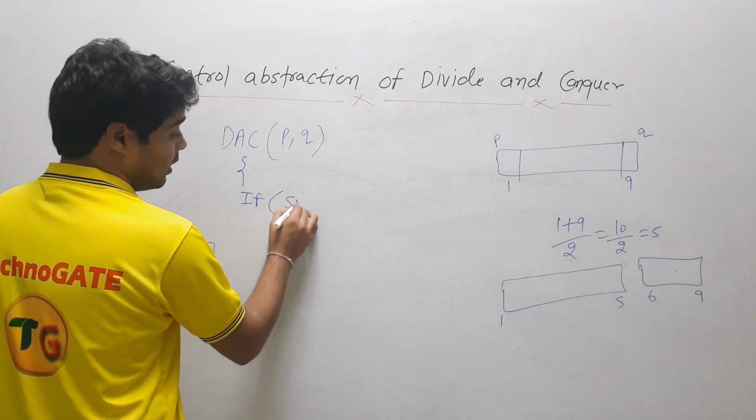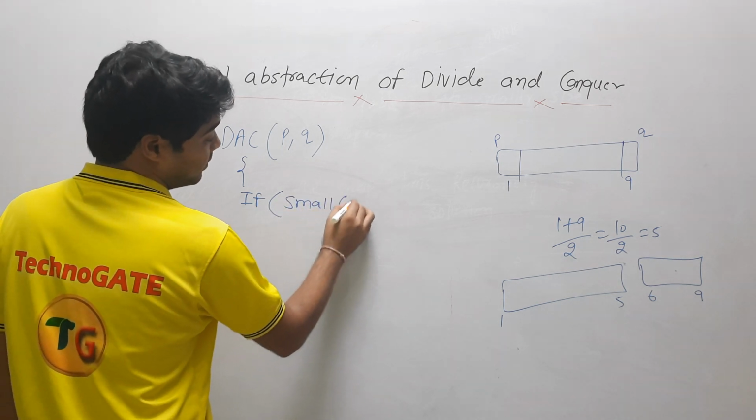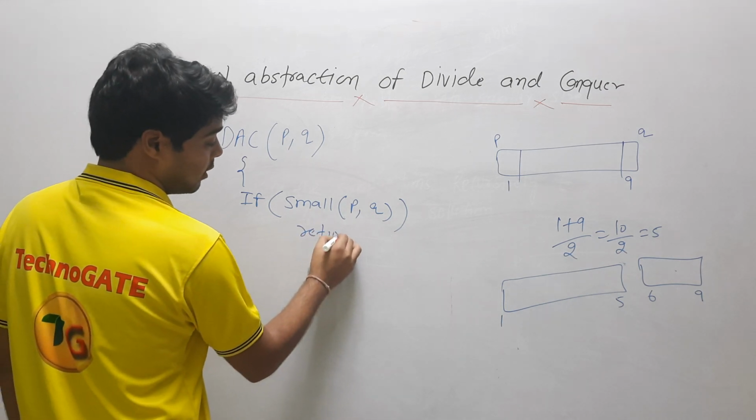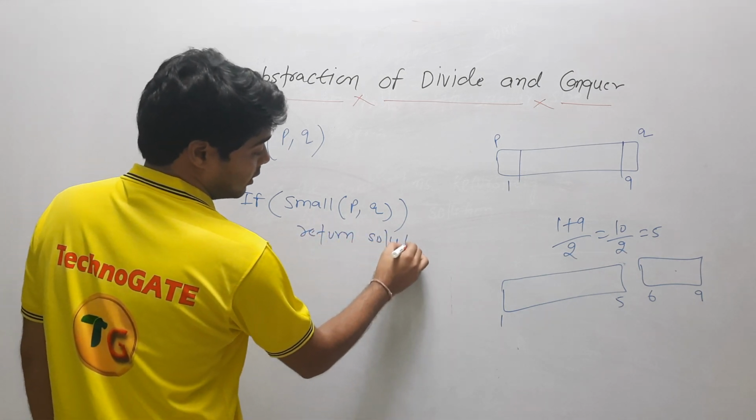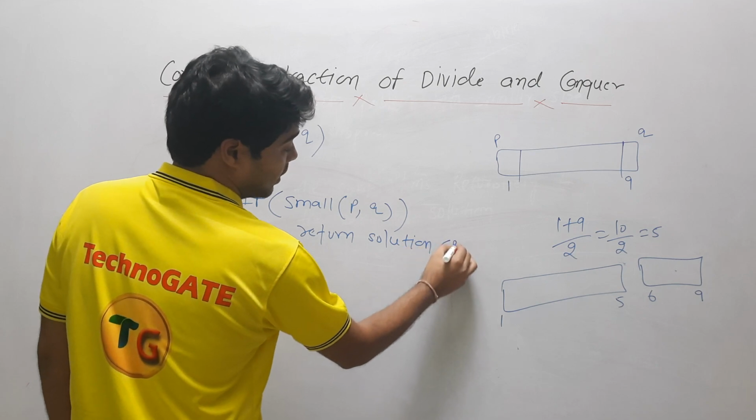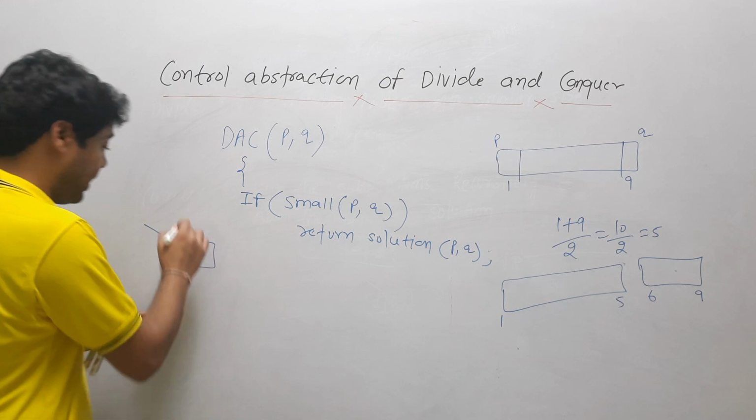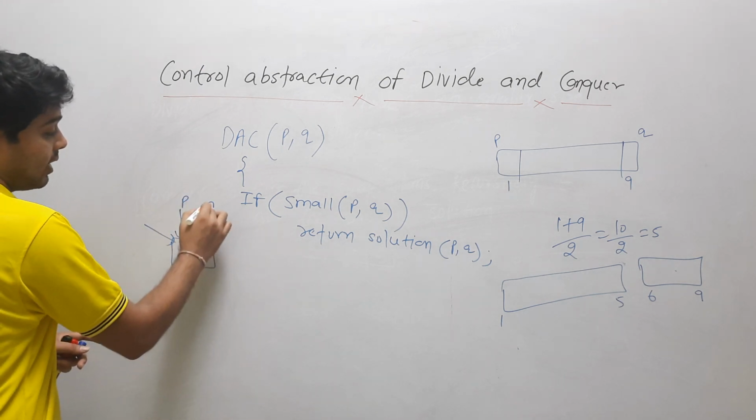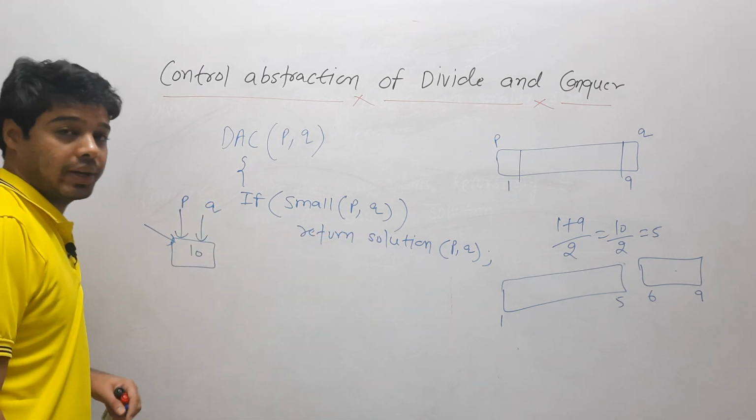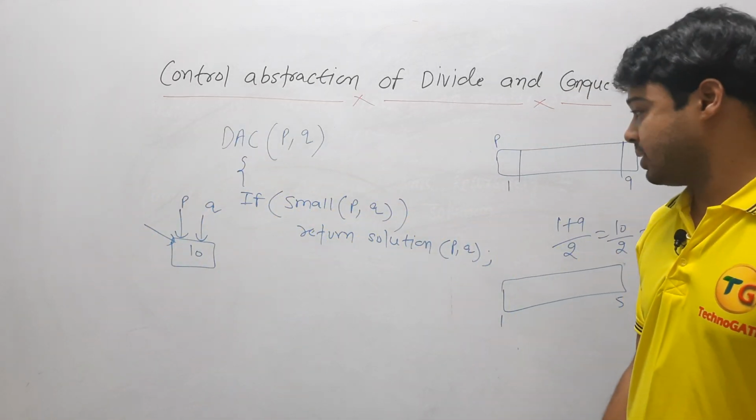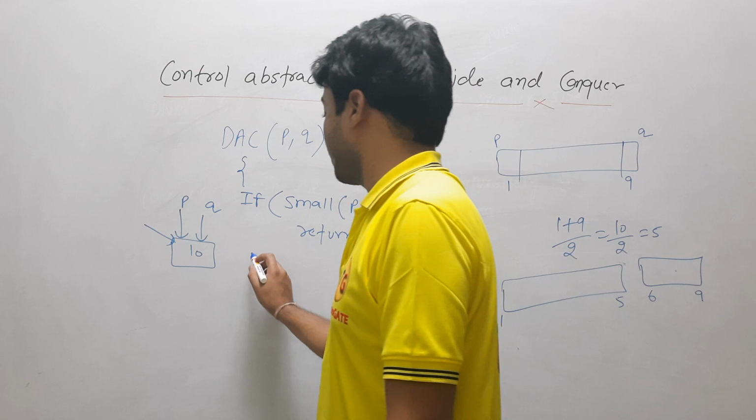So if it is a small problem for p, q, then simply return the solution for p comma q. P is pointing here, q is pointing here, then simply return the same solution for p comma q here. But if there is more than one element, then what is the else part here?